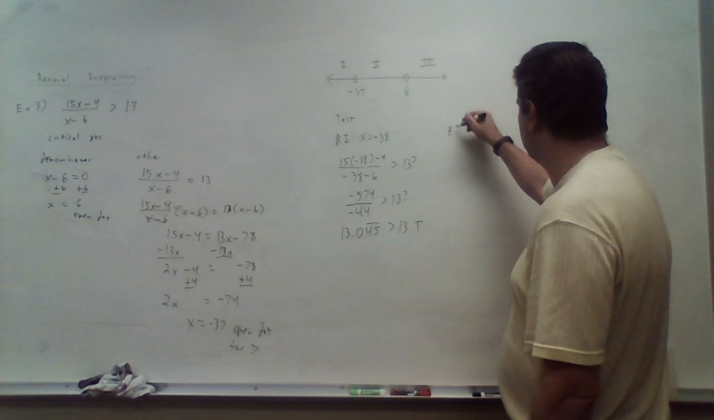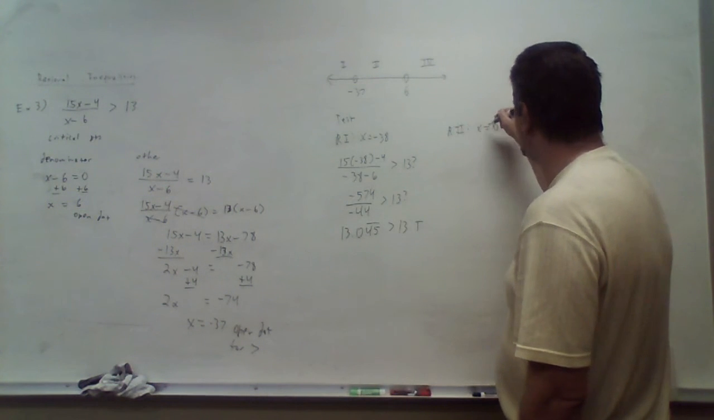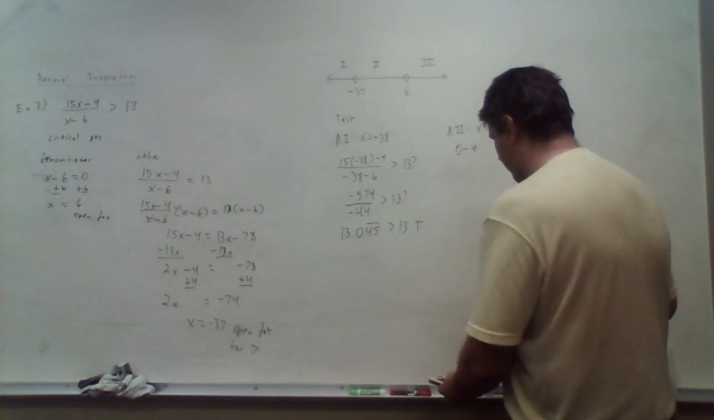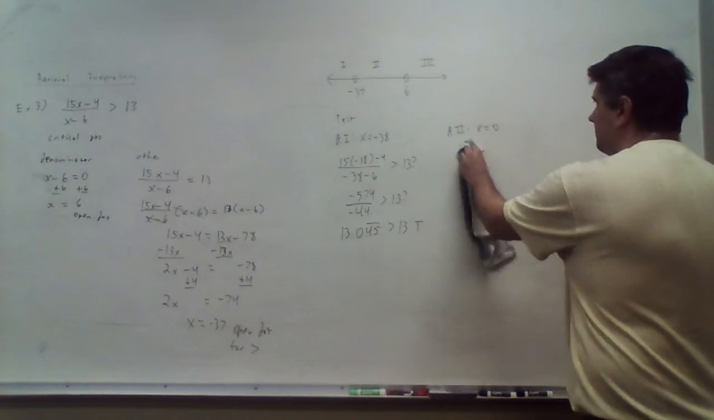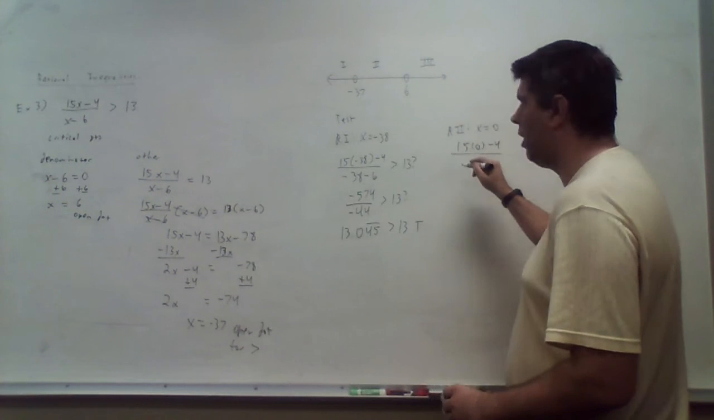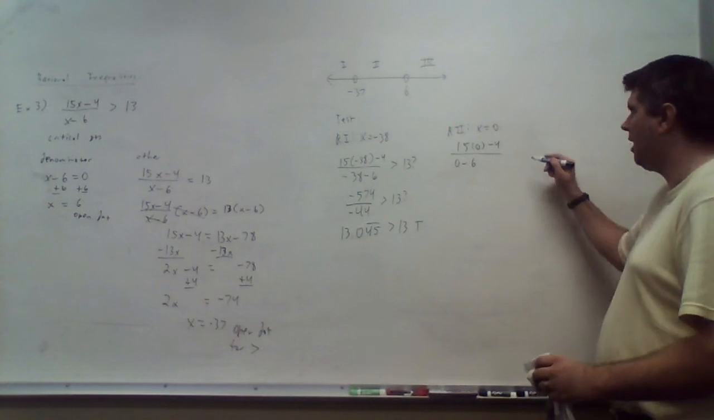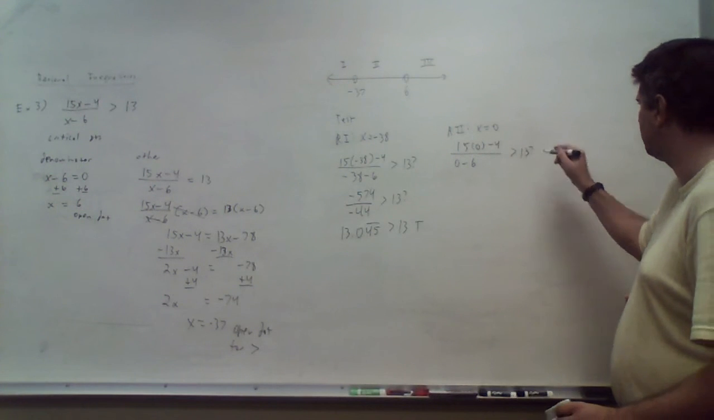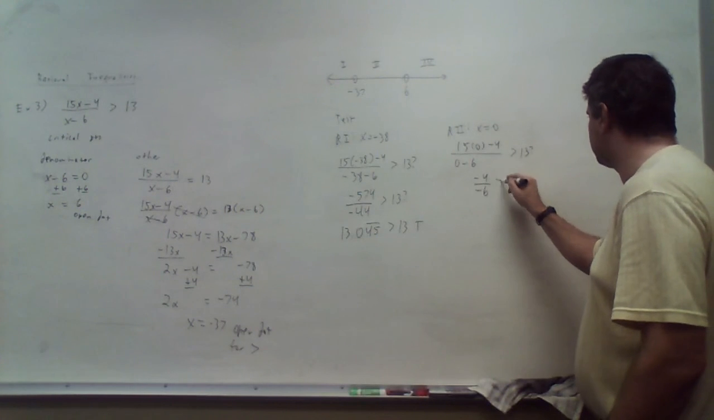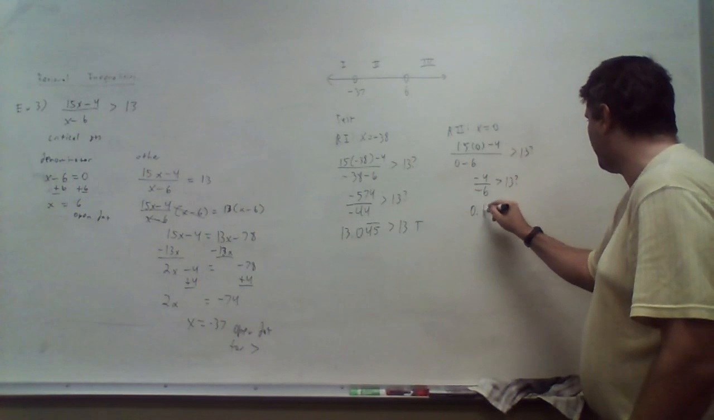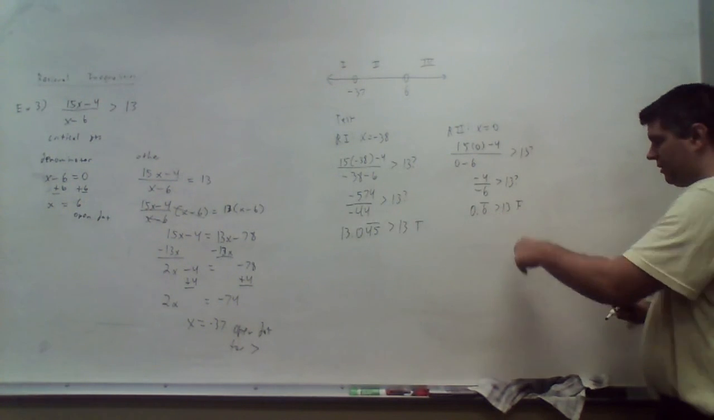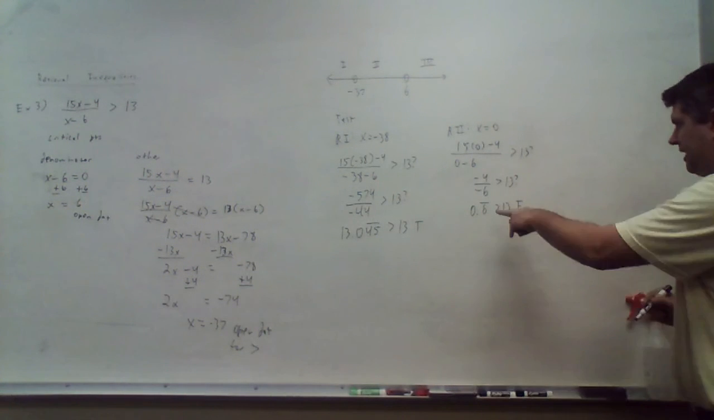Now we'll try region 2. I'll let x equal 0 because it's in the region. So I want to know 15 times 0 minus 4 over 0 minus 6, I want to know if it really is greater than 13. That's negative 4. That's negative 6. And this is going to be 0.6 repeating, 2/3, which is not greater than 13. That's false. This statement is false.